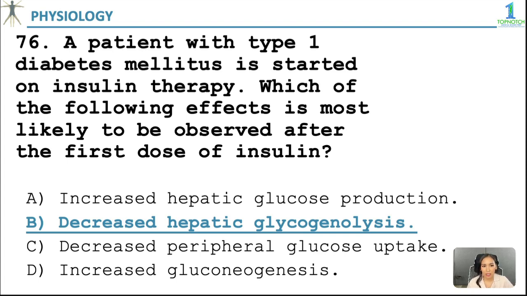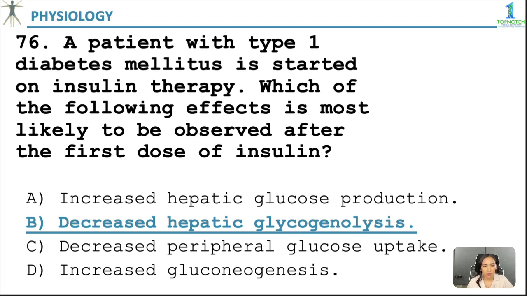Okay, bakit? Okay, letter A, mali. Increase hepatic glucose production. Kasi this is catabolic. When the liver is making glucose, that means it's destroying glycogen to make glucose and spread it to the body, which is generally a catabolic process.